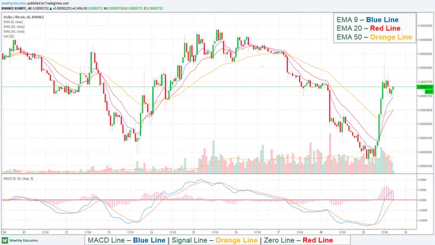The trend reversed again when the MACD line crossed above the signal line here. You see, the MACD also crossed above the zero line. The EMA 9 crossed above EMA 20. Both lines started sloping up. So this is a very good buying opportunity because we know that the price is going to go up in the next few days.